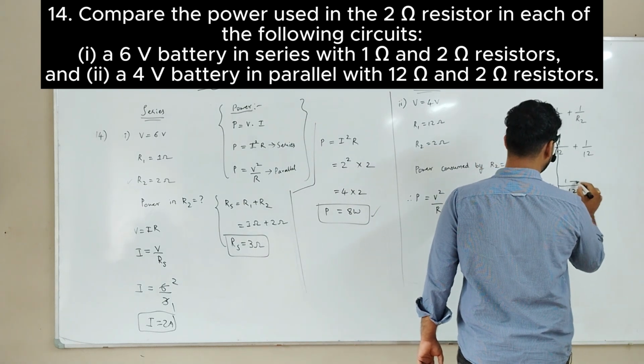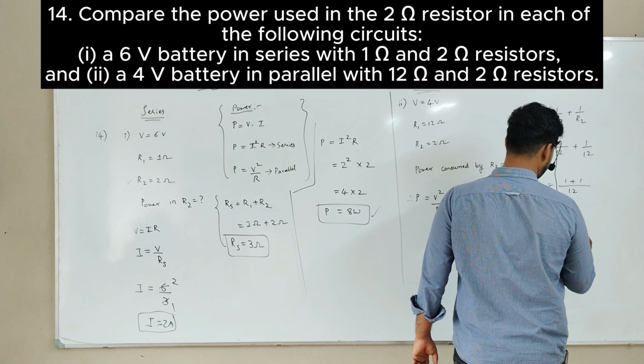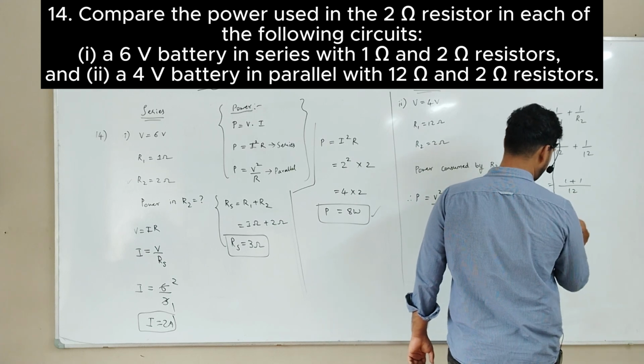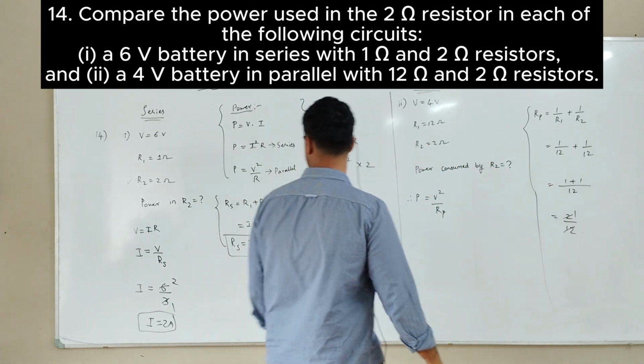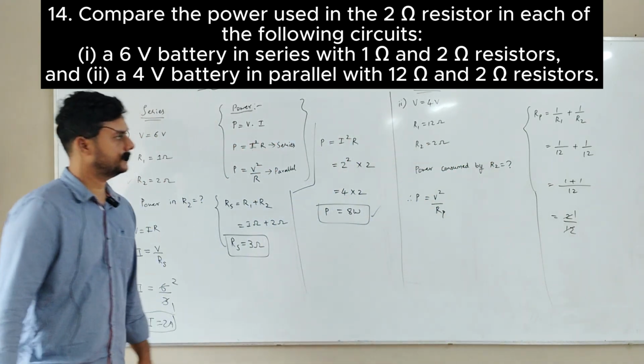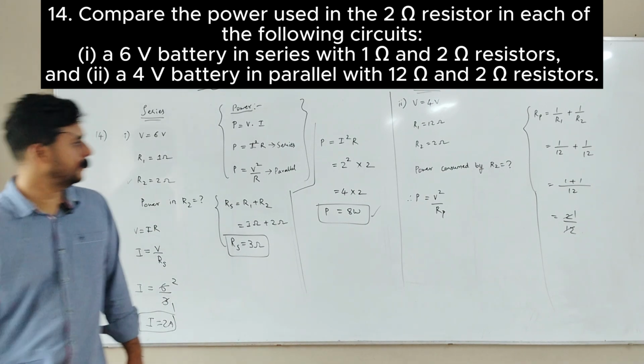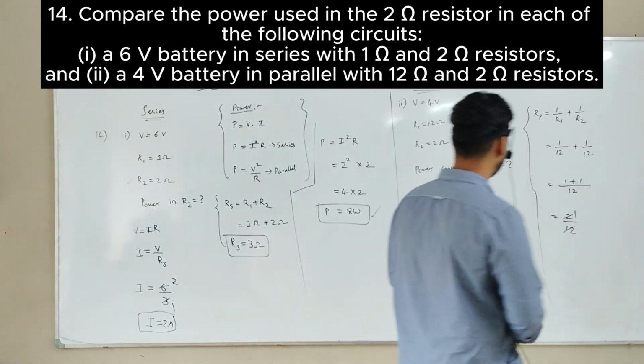12, 1 plus 1, 2 by 12. 2 by 12, wait 1 second, 6. Sorry. Why did I write 12? I don't know. 1 by 1 plus 1 by 2 I should write. I wrote 1 by 12, 1 by 2.